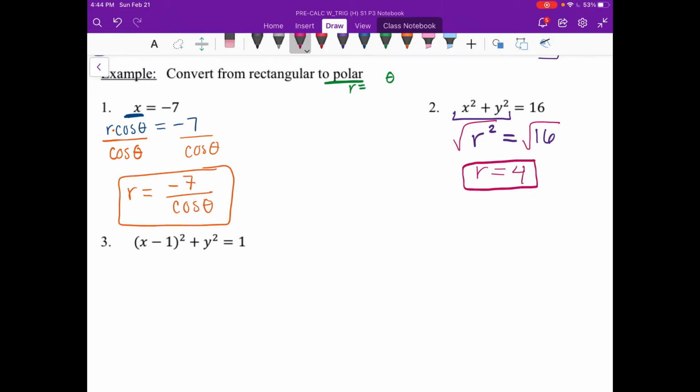Now, it's important to note why I don't say plus or minus. I'm thinking about what r stands for. r is radius. You can't have a negative radius. You also can't have a radius of 0. You need to have something to have a radius, so that's why we only include the +4 value for this one. Okay?